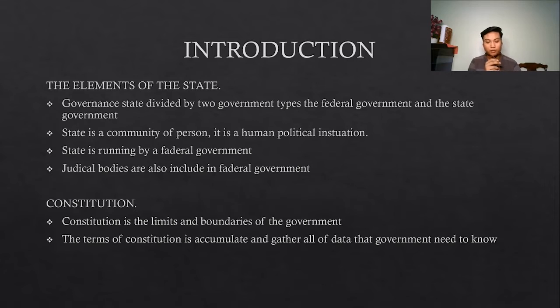Assignment PAD120. Introduction about the state. The government of a state is divided into two types: the federal government and the state government. However, the federal territories are directly administered by the federal government. What is meant by state? A state is a community of persons. It is a human political institution.